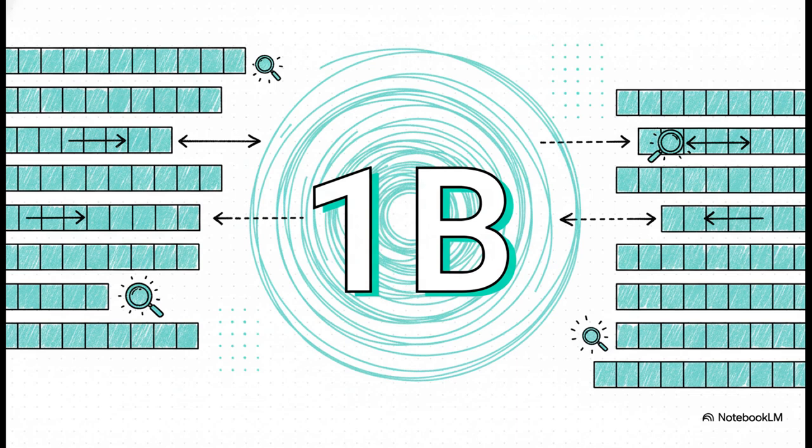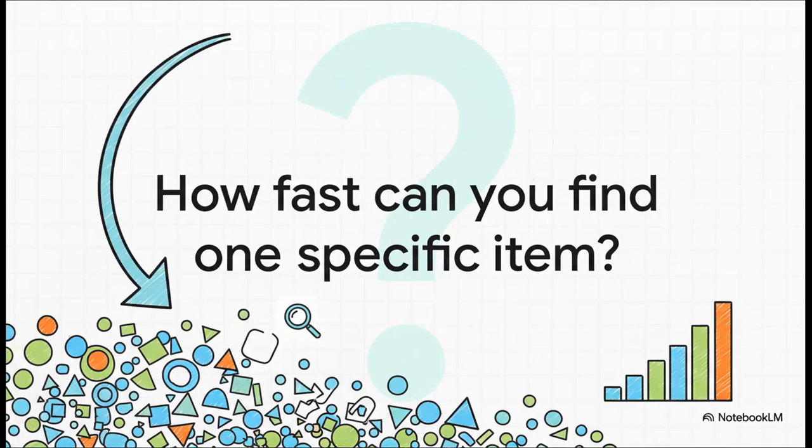Okay, so picture this. You've got a list, a really, really big one. It's perfectly sorted and it has 1 billion items in it. 1 billion. That's a number that's kind of hard to even wrap your head around. Now, here's the big question. Somewhere inside that massive sea of data is the one thing you're looking for. How fast do you think you could pinpoint it? Seriously, what would your strategy be?